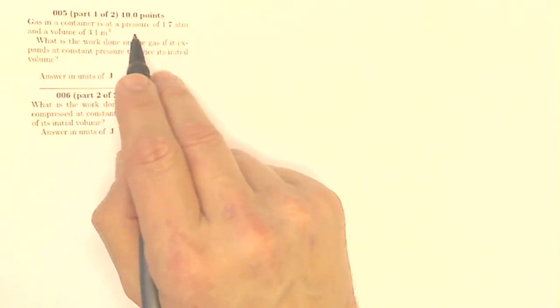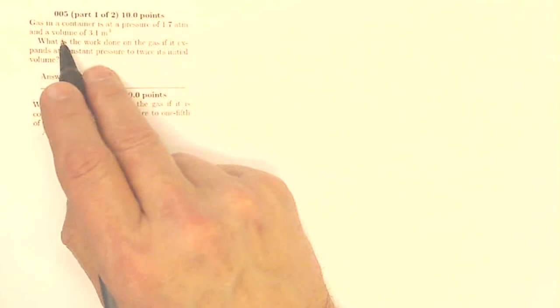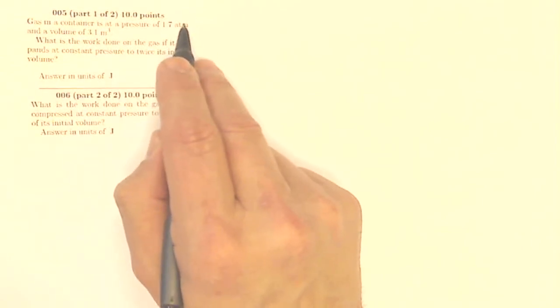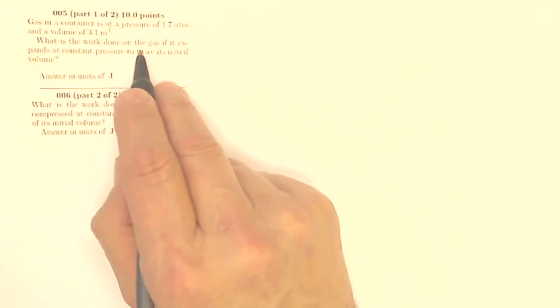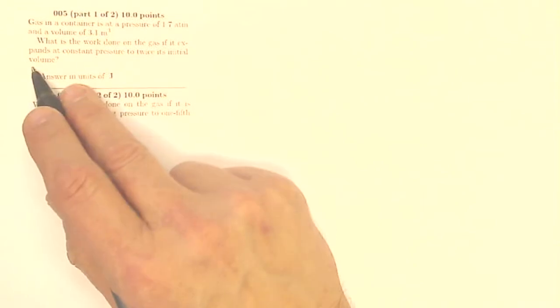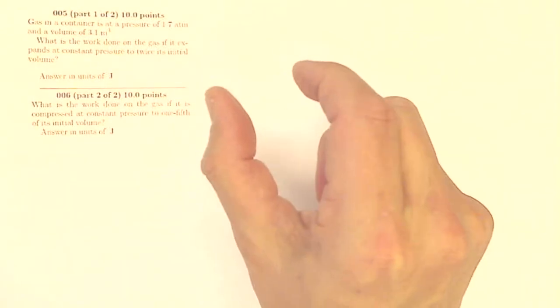Gas in a container is at a pressure of 1.7 atmospheres and a volume of 3.1 cubic meters. Atmospheres I'm not too happy about. What is the work done on the gas if it is expanding at a constant pressure to twice its initial volume? Well, now you've got to think about that container of gas, and it's expanding.